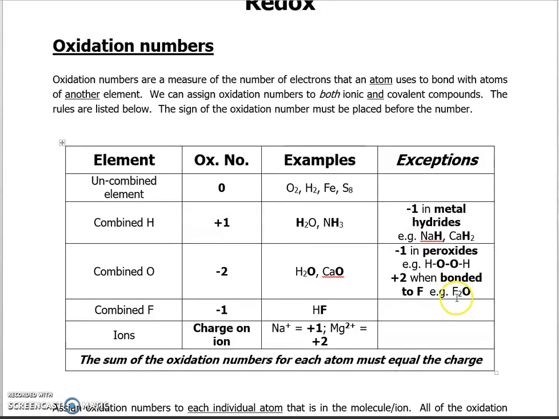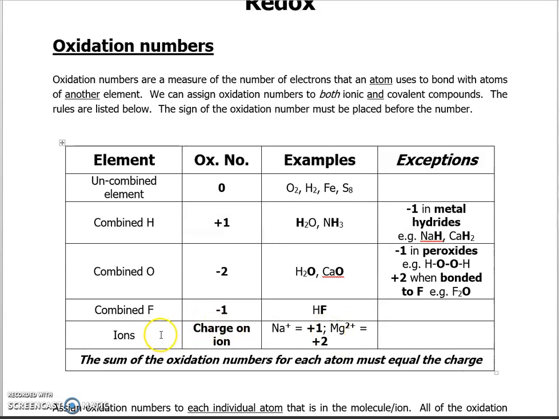In the molecule fluorine oxide or difluorine oxide, fluorine has an oxidation number of -1 and oxygen has an oxidation number of +2. When fluorine is combined to any other element, its oxidation number is always -1. There are no exceptions. The other halogens, such as chlorine, bromine, iodine, have variable oxidation numbers. I will see that a little bit later on.